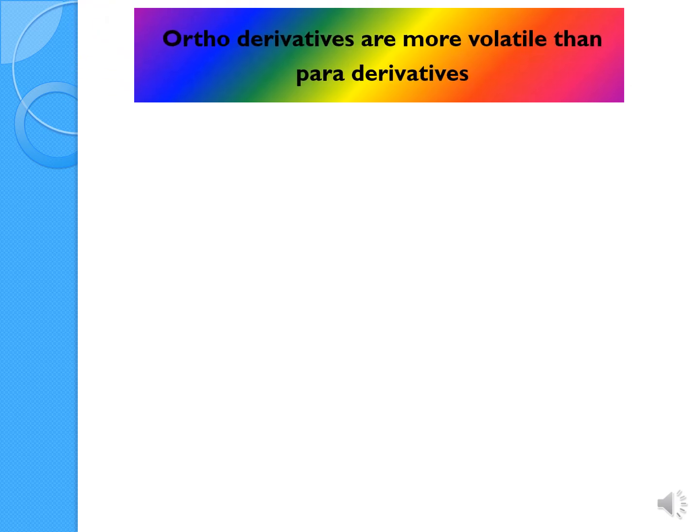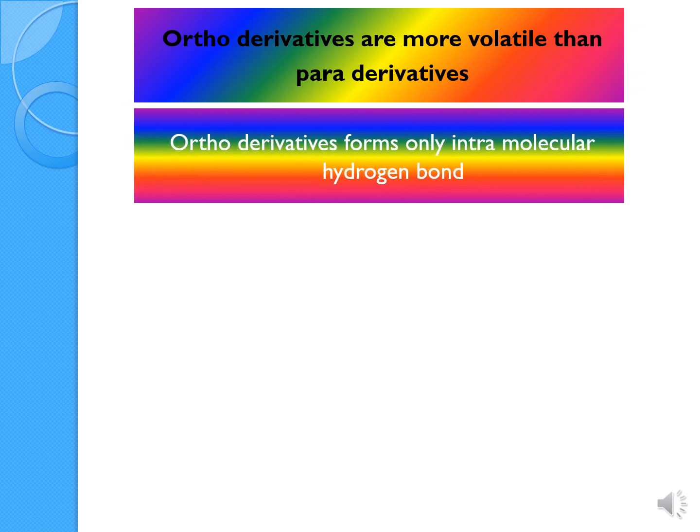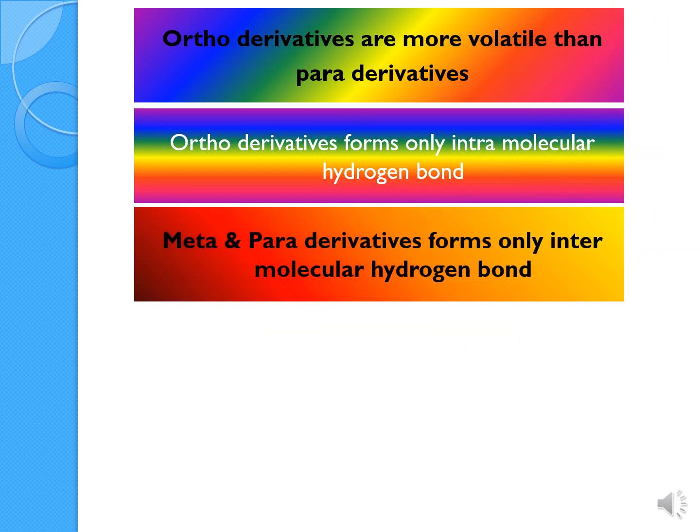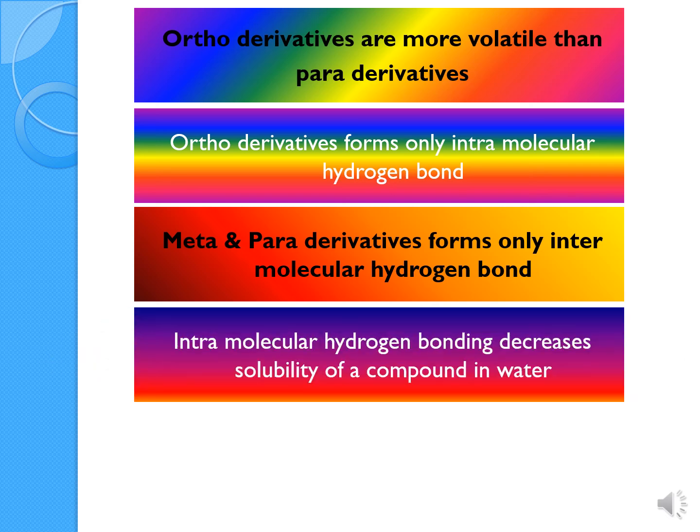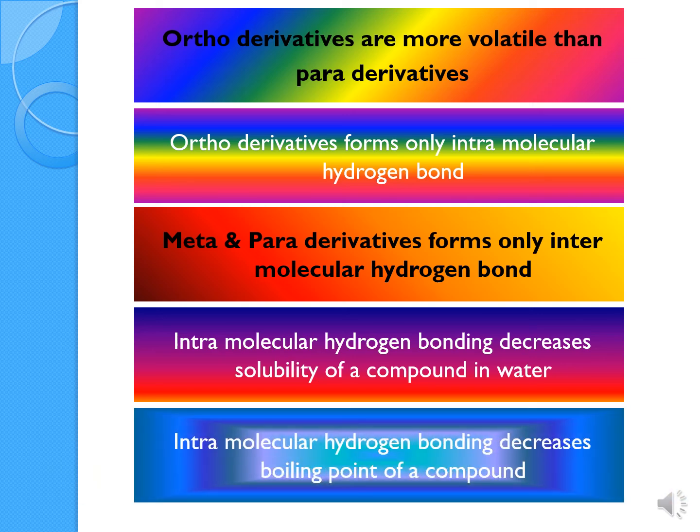So we will summarize what we have just studied until now. The first thing is that orthoderivatives are more volatile than paraderivatives. Secondly, orthoderivatives form only intramolecular hydrogen bonds. They cannot form intermolecular hydrogen bonds. Meta and paraderivatives form only intermolecular hydrogen bonds. They cannot form intramolecular hydrogen bonds. Then intramolecular hydrogen bond decreases the solubility of a compound in water. Intramolecular hydrogen bond also decreases the boiling point of a compound. So this slide is very important. Please bear it in mind.